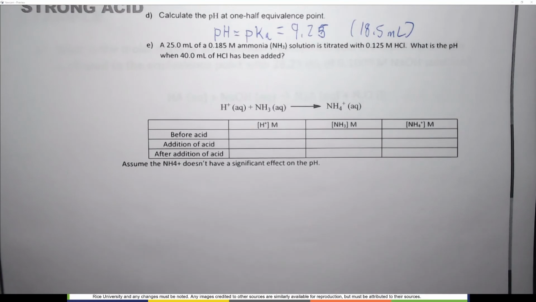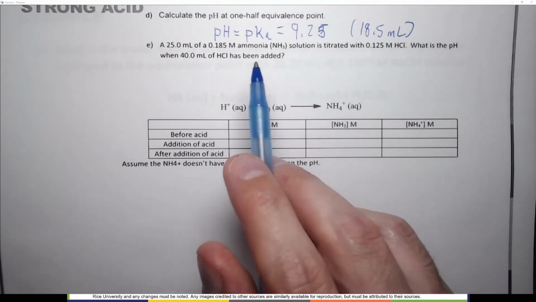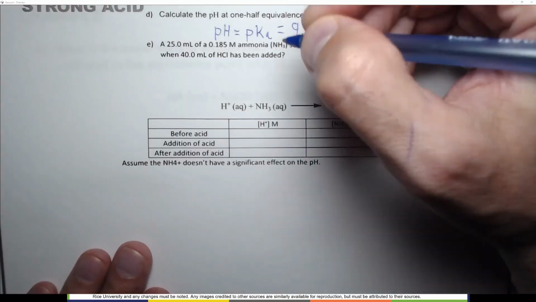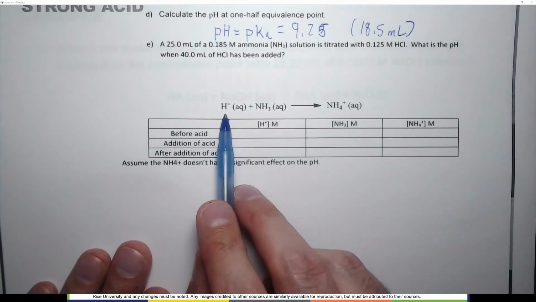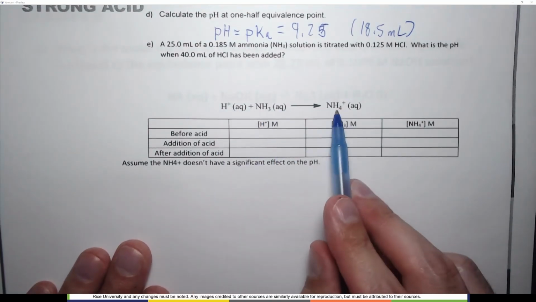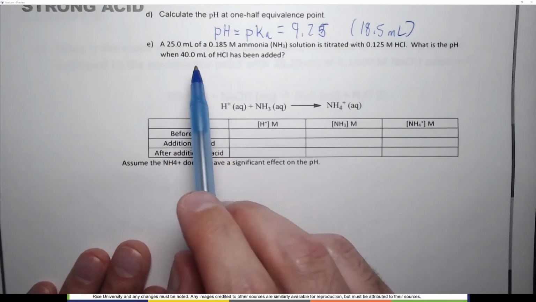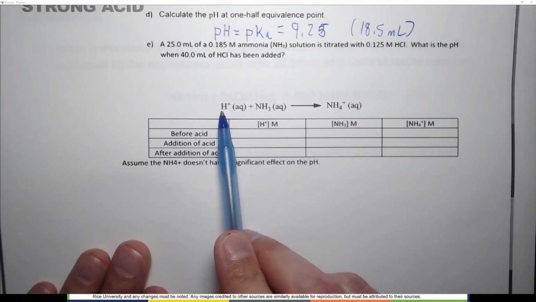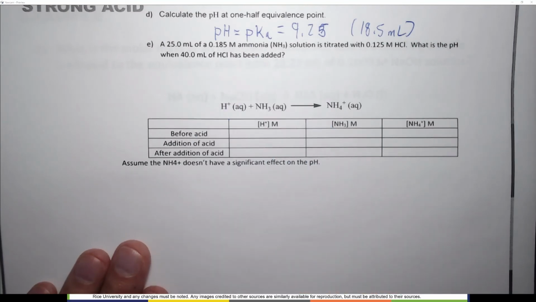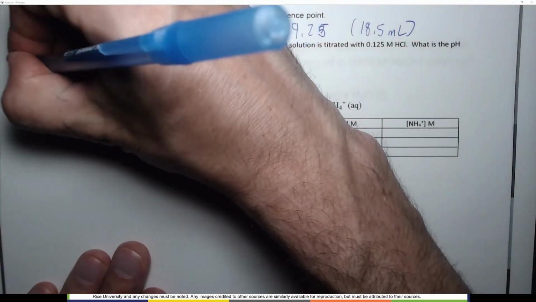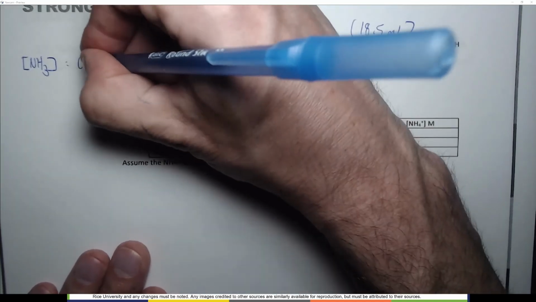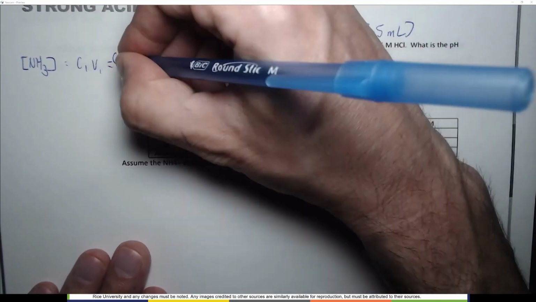This is very similar to part B that we already did, except we've added a different amount of HCl. So the first thing I want to do is realize that H plus is going to react with NH3 to form NH4 plus. In this case, I need to figure out the concentration of this and the concentration of this because there is a change in volume. So to find the concentration of NH3, I'm going to use C1 V1 equals C2 V2.